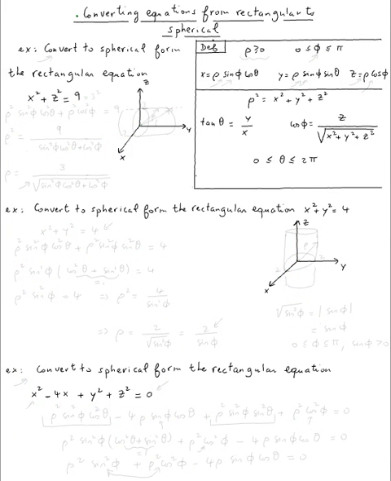The topic is converting equations from rectangular to spherical. So let's do the first example. Convert to spherical form the rectangular equation x squared plus z squared equal 9. So here are the formulas. Our goal is to have only rhos, phis, and thetas.